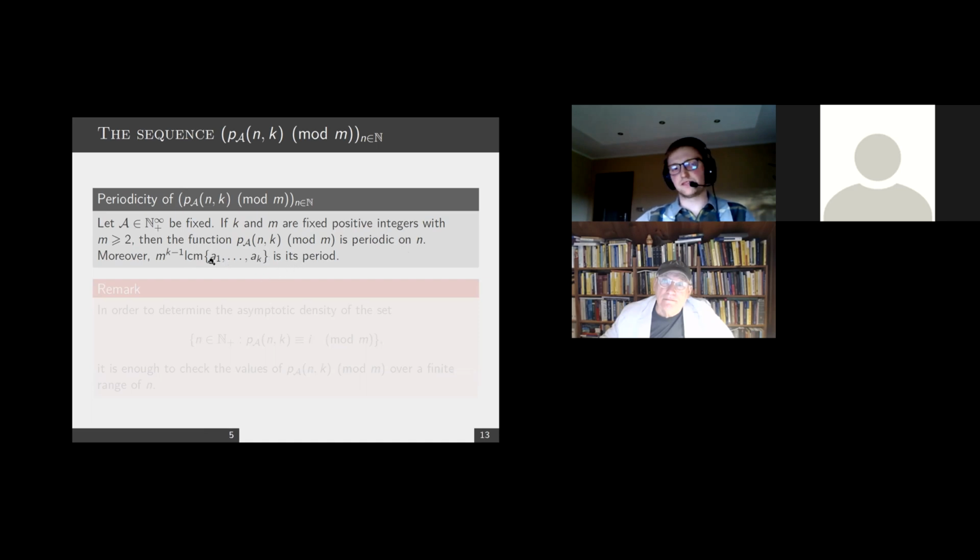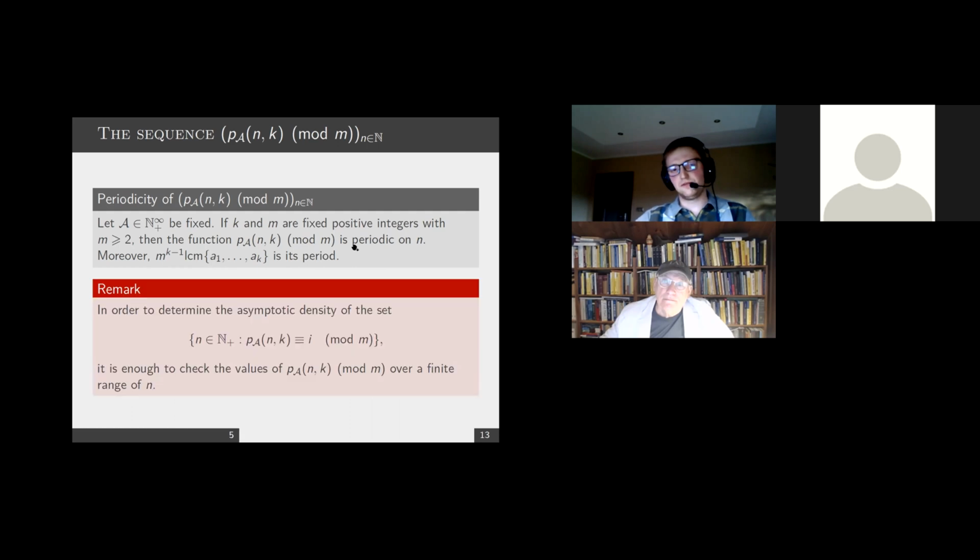In many cases, this period is not a fundamental period, unfortunately, but it is a very important theorem despite this fact. Because if we want to determine the asymptotic density, or simply density, of the set of those positive integers n for which p_A(n, k) is congruent to i modulo m, it is enough to check the values of the restricted partition function over a finite range of n because of the periodicity.